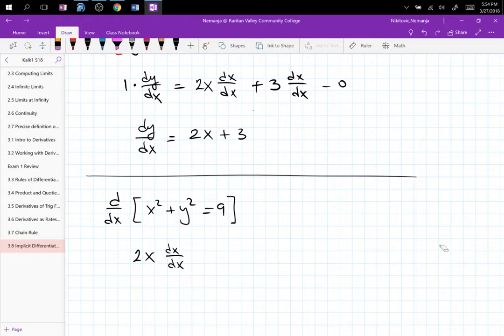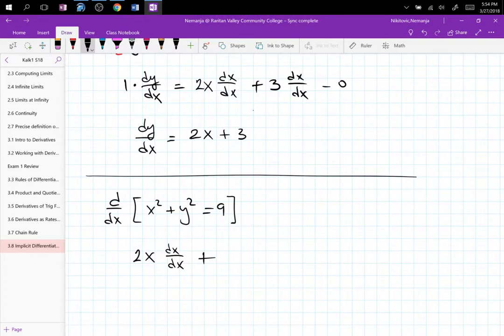One more time, look at the screen. I took the derivative of x with respect to x, because that's exactly what I did. I took the derivative of x squared, so I'm taking the derivative of x with respect to x because that's what I have, d over dx in front. The instruction is to take the derivative with respect to x.